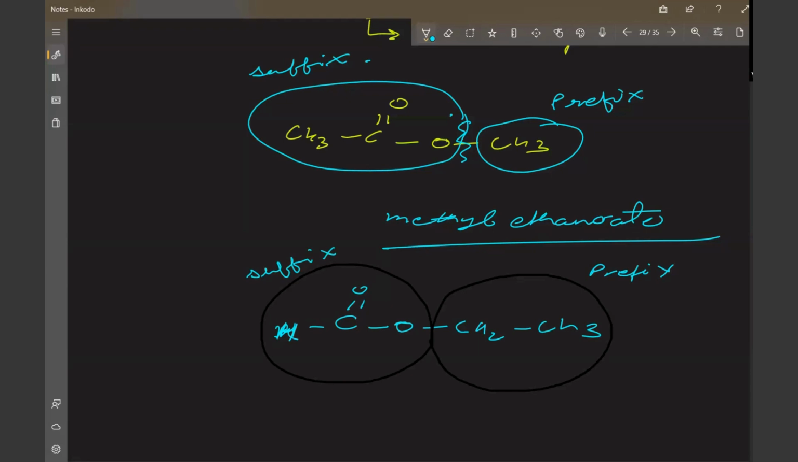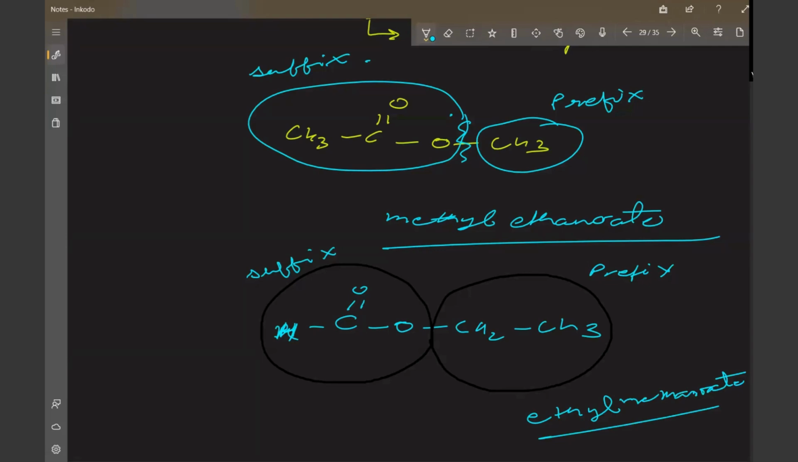So the prefix is, I mean, ethyl. Correct. Ethyl, and this would be methanoate. See, this is what you said for the first one and it looks like this. Okay, so now the thing is how to make esters.